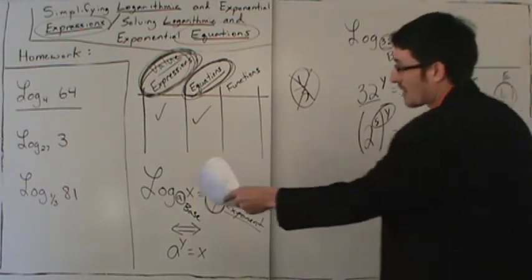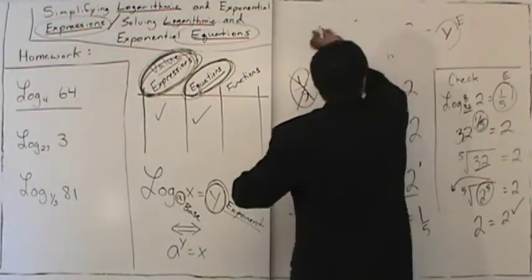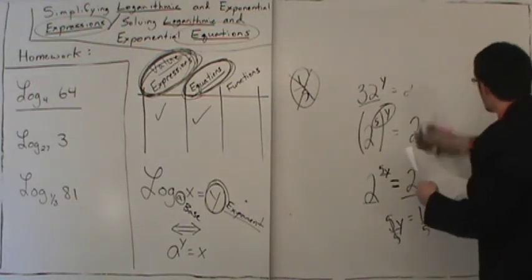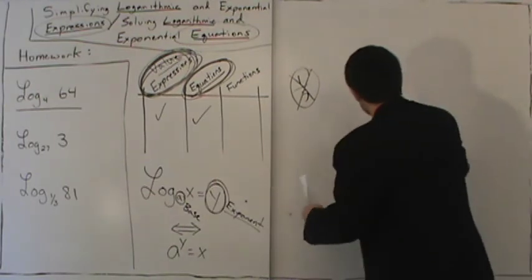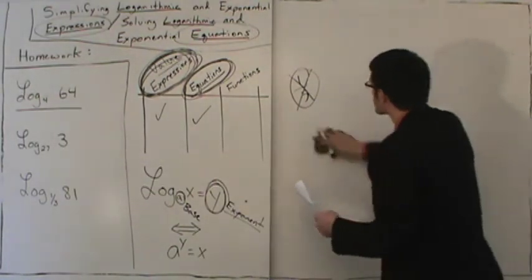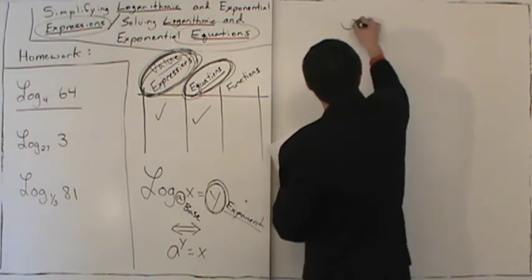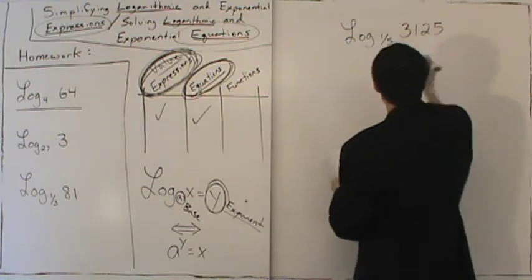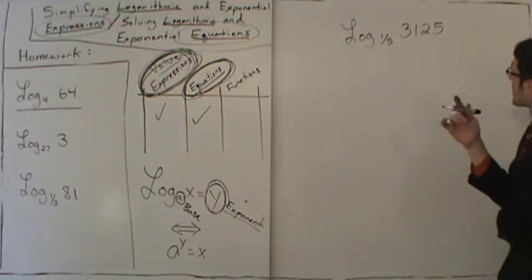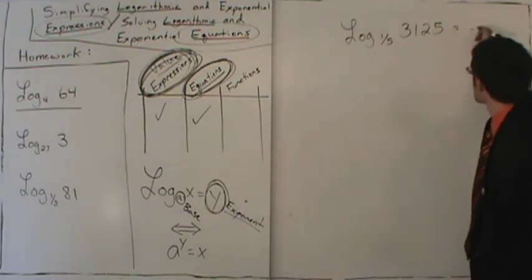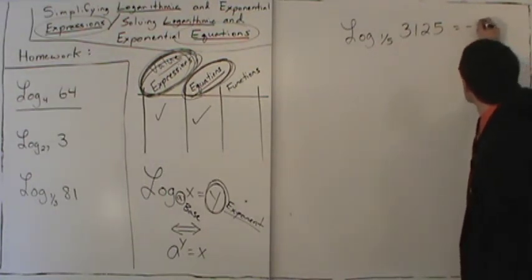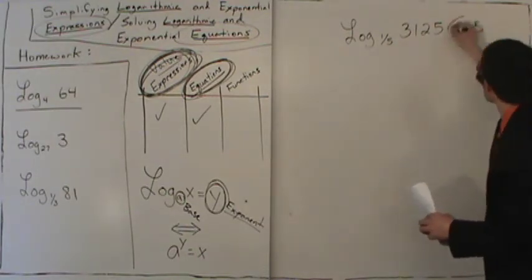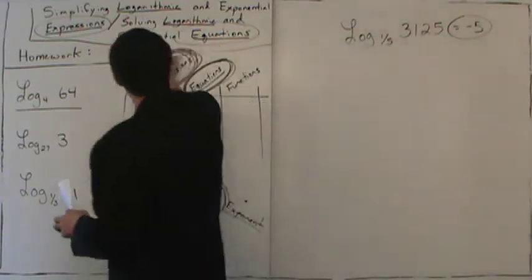All right, one more, like example 3. Let's see. Log base 1/5 of 3,125. The answer to this problem, without doing any work, is negative 5, I believe. Yeah, negative 5. So you should be able to look at this and tell me the answer without doing anything. That's called evaluating the expression.